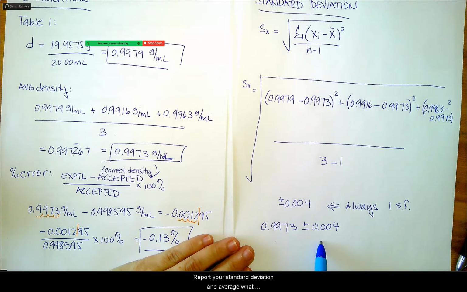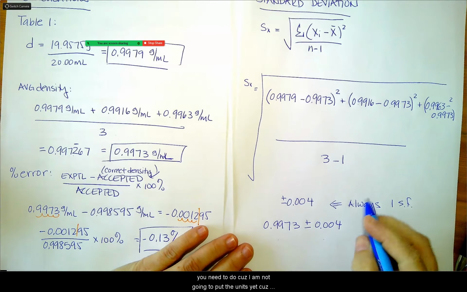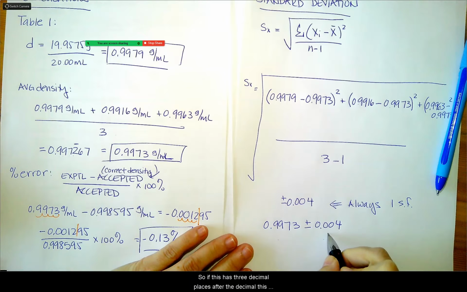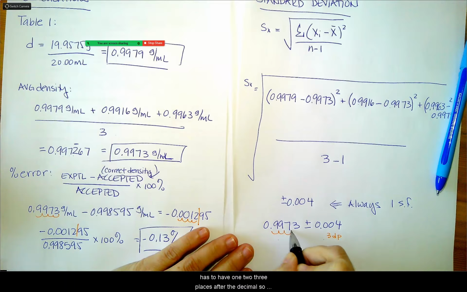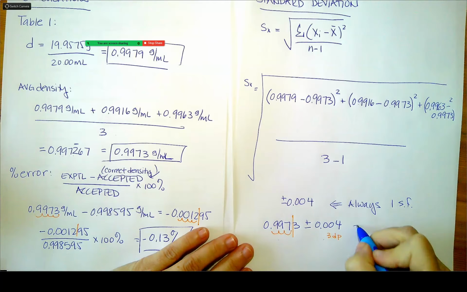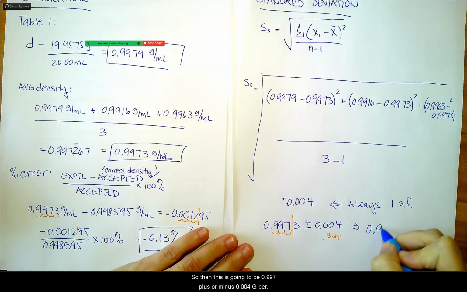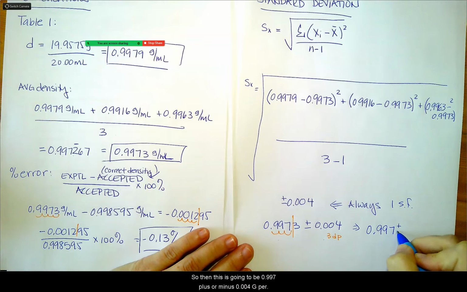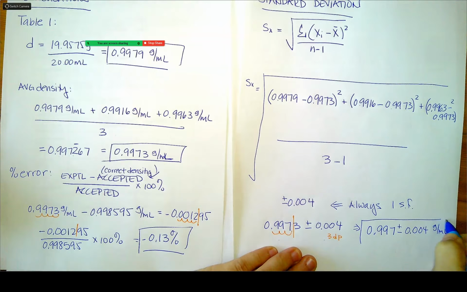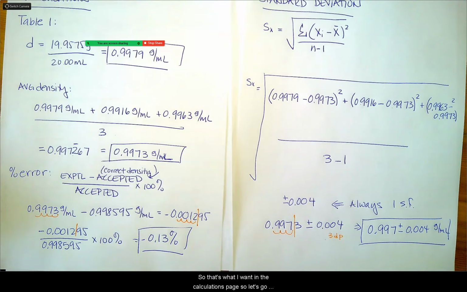When you report your standard deviation and average, I'm not going to put the units yet because I'm not finished. If this has 3 decimal places after the decimal, the average has to have 1, 2, 3 places after the decimal, so it's going to get cut off there. So this is going to be 0.997 plus or minus 0.004 grams per milliliter. That's what I want in the calculations page.